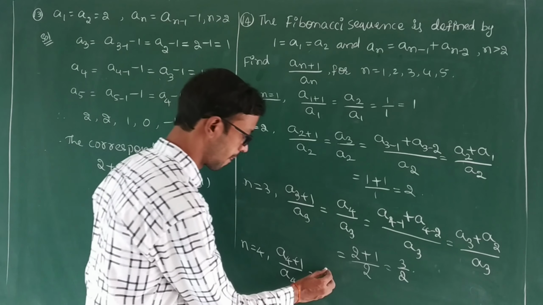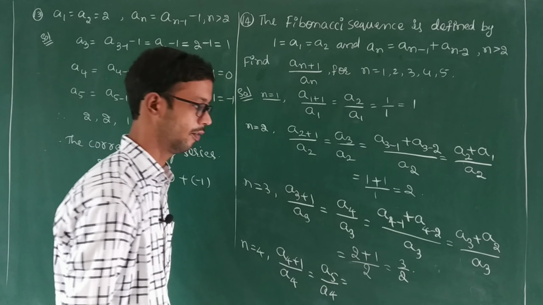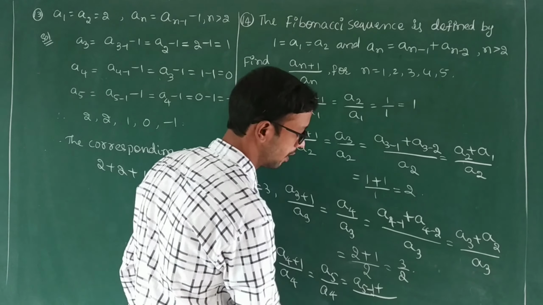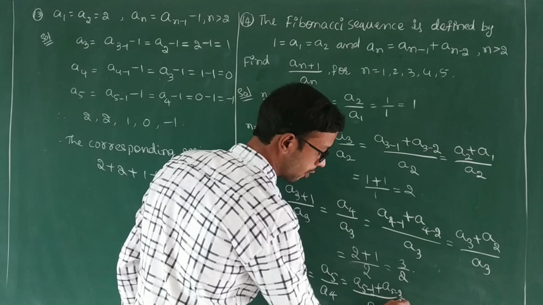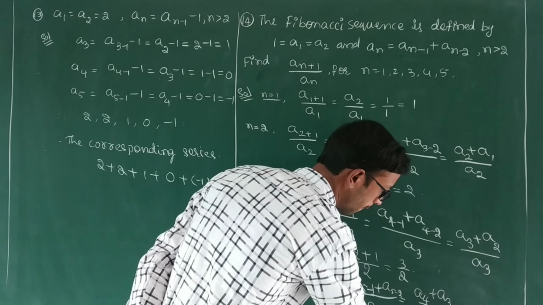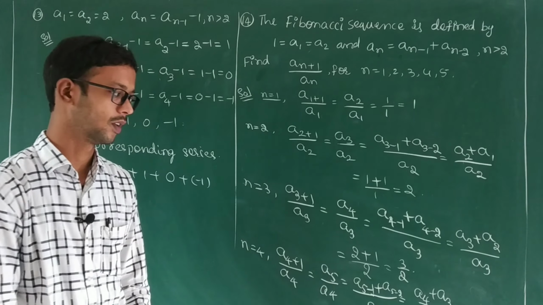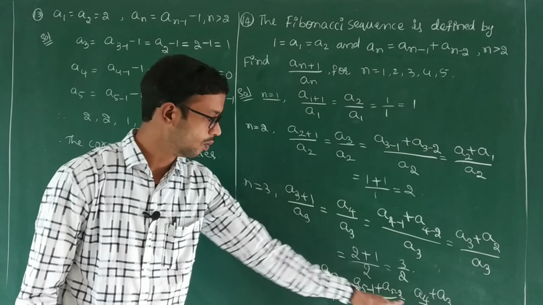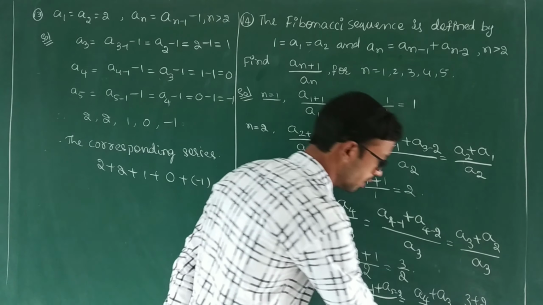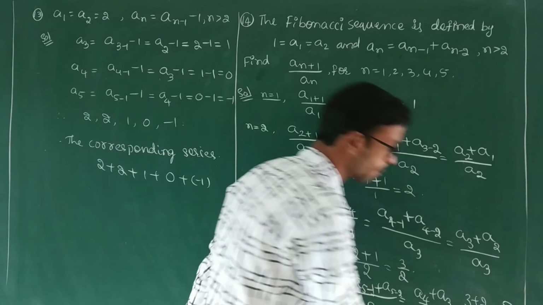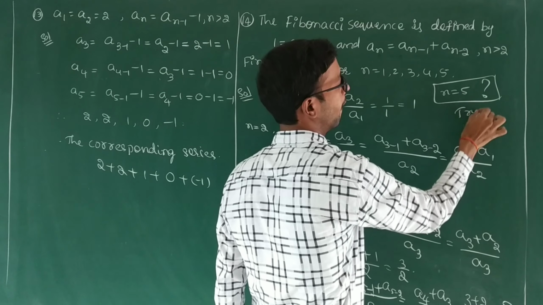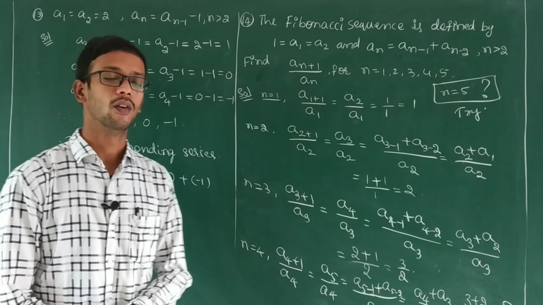Now n equal to 4, substitute. So a5 divided by a4. What is a5? Substitute this: a5 is a4 plus a3, divided by a4. Now a4 value is 3, a3 value is 2, divided by 3, which gives 5 by 3. Now n equal to 5, you have to try.